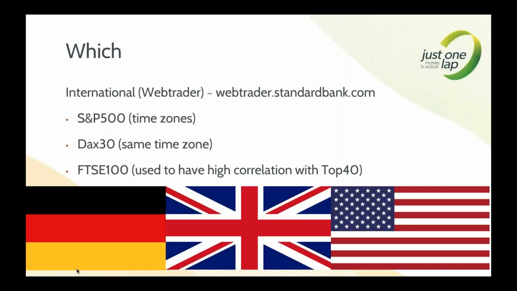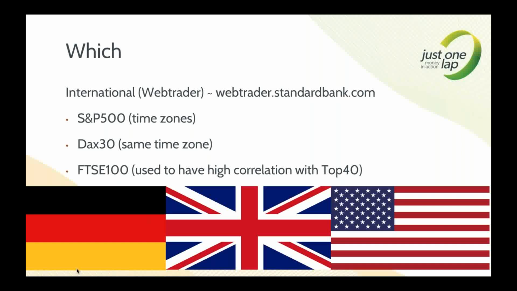DAX, which is Frankfurt, Germany, great index to trade, same time zone as us. It's expensive at €50 a point, but you can often find other products that you can trade around it. For example, the CFD on an ETF for DAX 30. Same time zone, uncorrelated to our market.